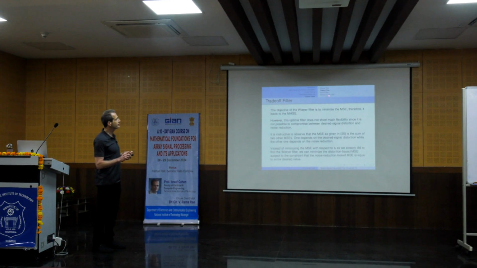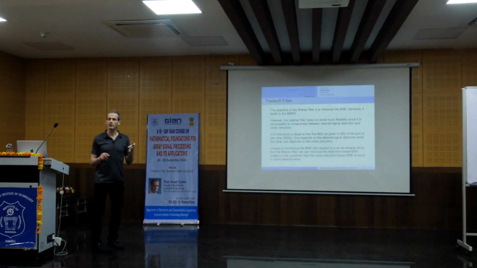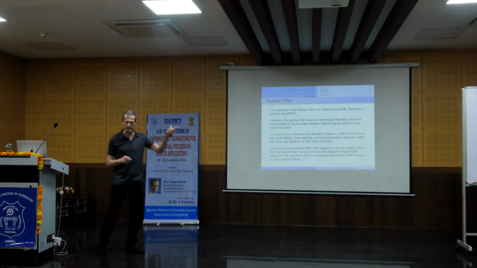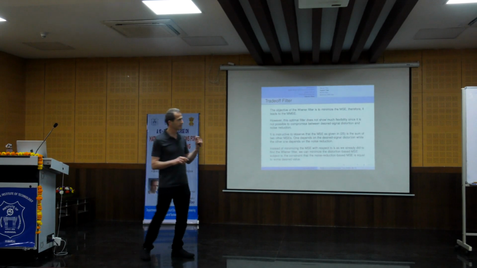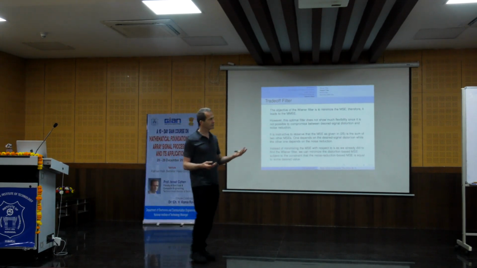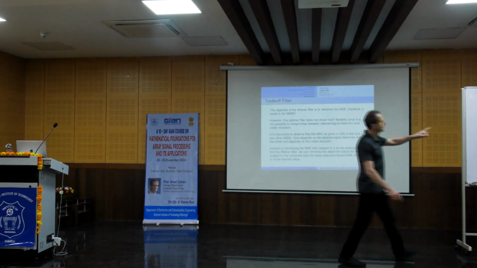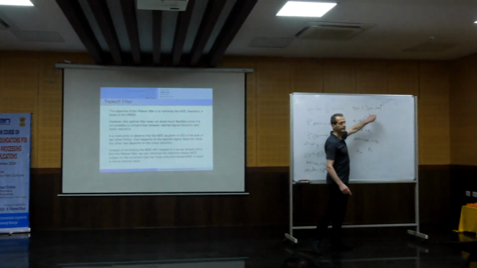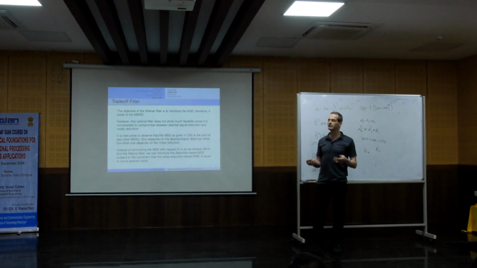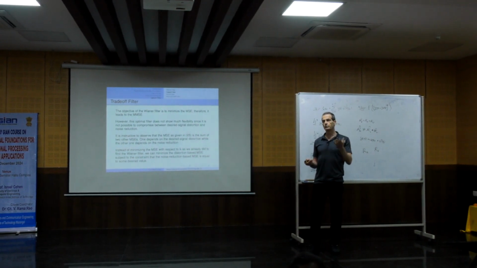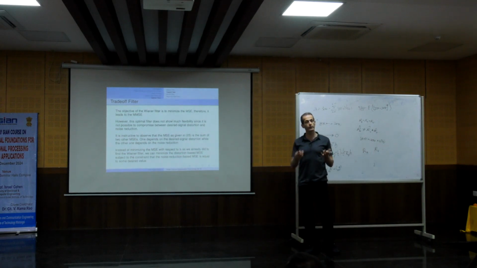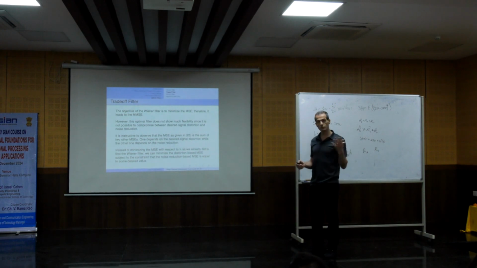We will talk about the trade-off filter, MVDR, and the maximum SNR filter. So the trade-off filter, we will see, because if we try to minimize the mean squared error, actually we minimize both the distortion and the residual noise. But sometimes we want to reduce more distortion at the expense of increasing the residual noise, and vice versa. So we want some trade-off between distortion and noise reduction. So we will talk about the trade-off filter.